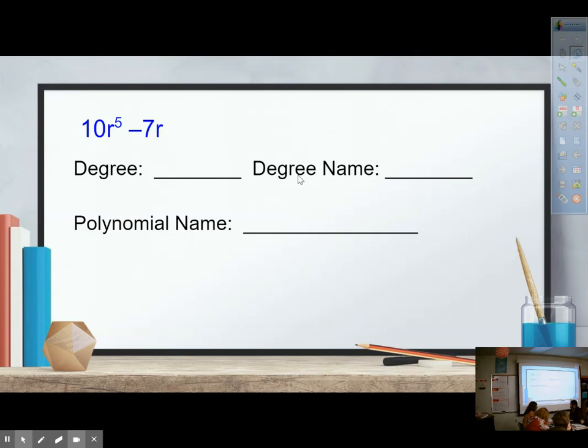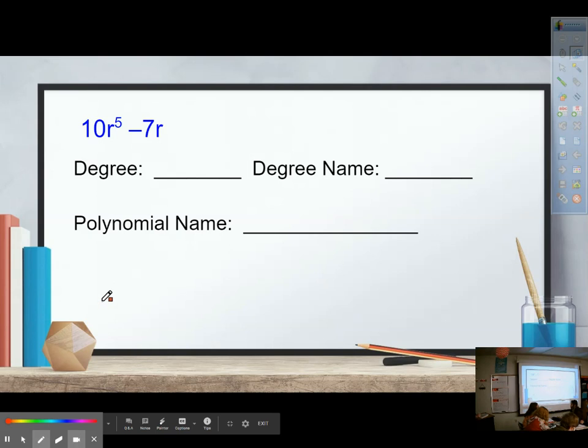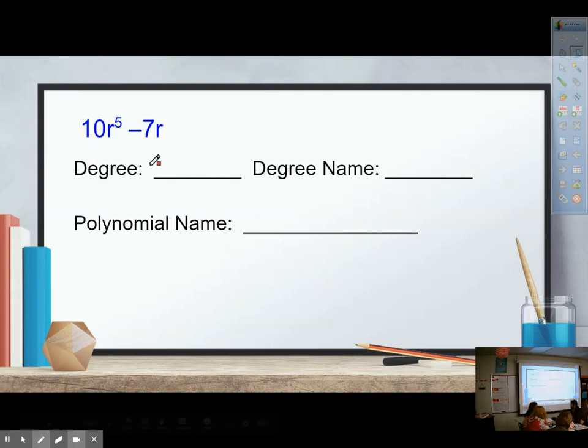All right, Hunter, can you tell me what you and your partner got for the degree of this polynomial? 5. You got a degree of 5, and then what did you get as the name for the degree? The thing you said, I don't understand. Quintic, Q-U-I-N-T-I-C. Now, if it has a 6th degree, 7th degree, if it's one of those, just say 6th degree, 7th degree, 8th degree. Anything bigger than 5, just put that.